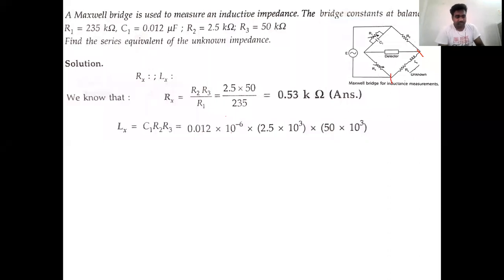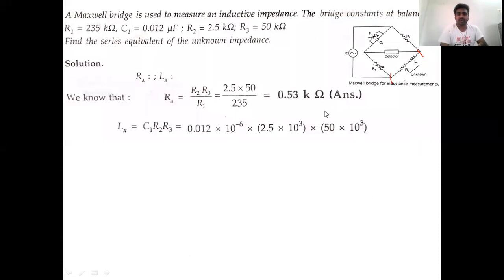Anybody with the answer? Solve along with me. 0.012 into 10 to the power of minus 6 into 2.5 into 10 to the power of 3 into 50 into 10 to the power of 3. What is the answer? 261 got 1.5 Henry and 259 got 1.5 Henry. Only two to three people are responding. Remaining people, you have to solve this. I will forward this presentation to your WhatsApp group after the session.